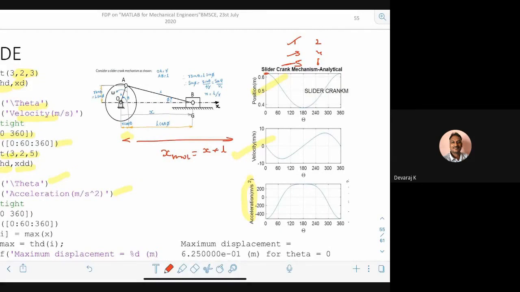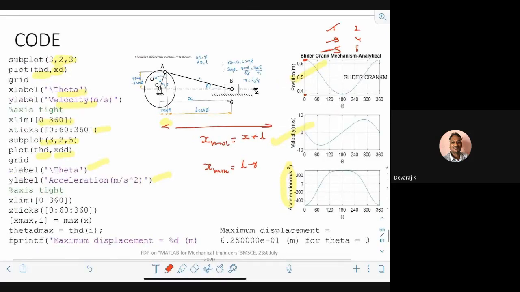And the minimum is what? X minimum is when it takes 180 degrees, X minimum is L minus R. And that is what you get here. So the graph is plotted from that range, from X minima to X maxima. Because I want, you can do it from 0 to that, but it doesn't serve any purpose. Then you can also try to find out what is the value of maximum displacement and so on.